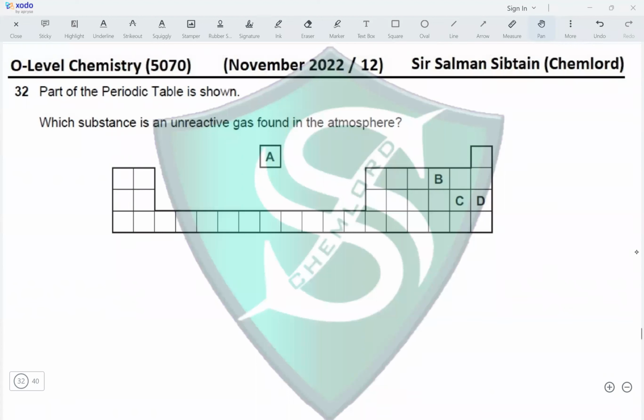Question 32. Part of the periodic table is shown. Which substance is an unreactive gas found in the atmosphere? Okay, let's look at these gases. A is hydrogen gas. B is in period 2. So boron, carbon, nitrogen, oxygen. B is oxygen. After oxygen comes fluorine. Below fluorine comes chlorine. So C is Cl2. And the one next to chlorine is argon.